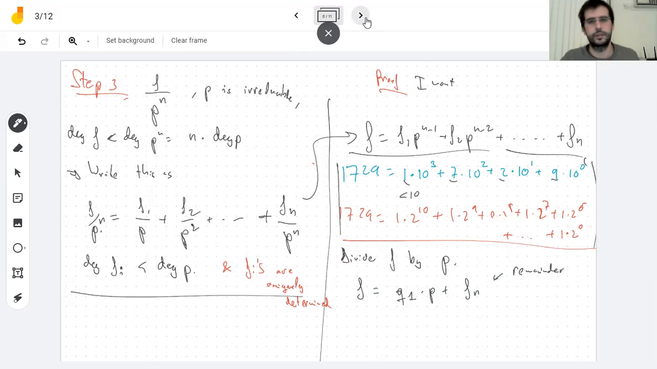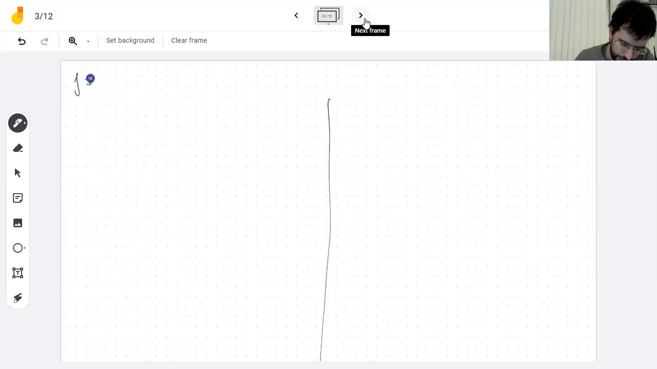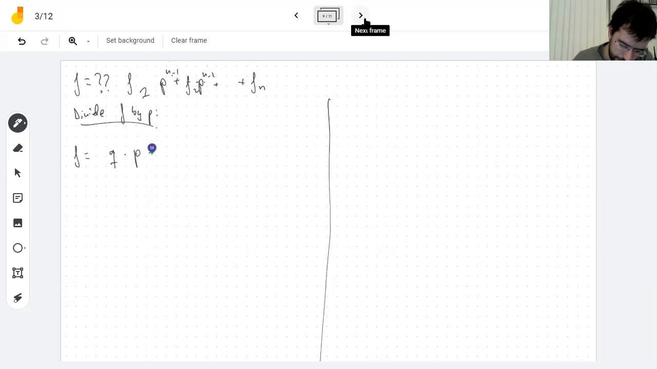Maybe I need another slide for this. So what I want is for these two to equal some sort of sequence here. No, this was F1. F1 P to the N minus 1. F2 P to the N minus 2. So divide F by P, you will get F equals quotient times P plus the remainder, which I'm going to call Fn. So Fn has the most degree of P, which is exactly what we want.